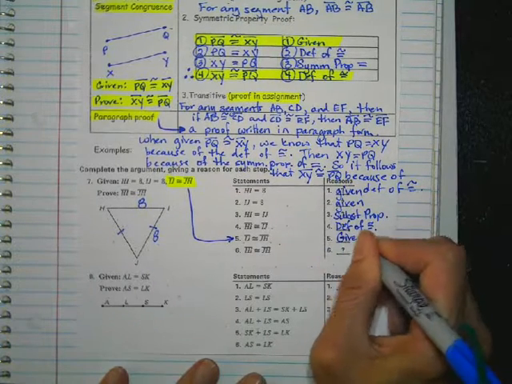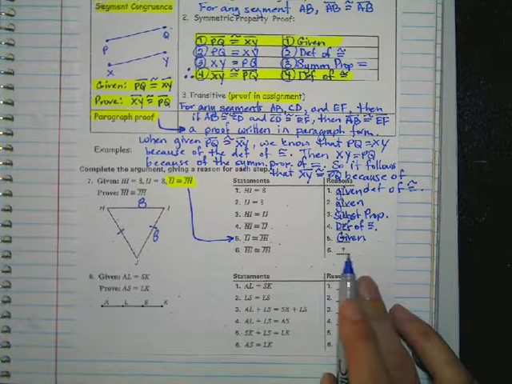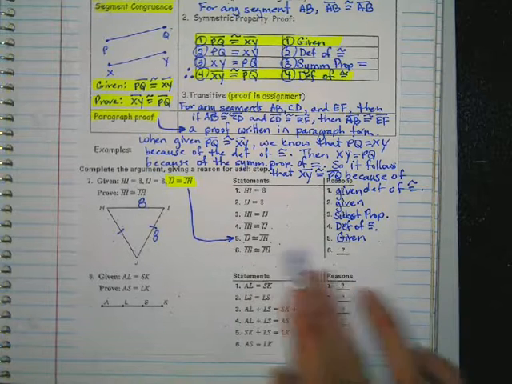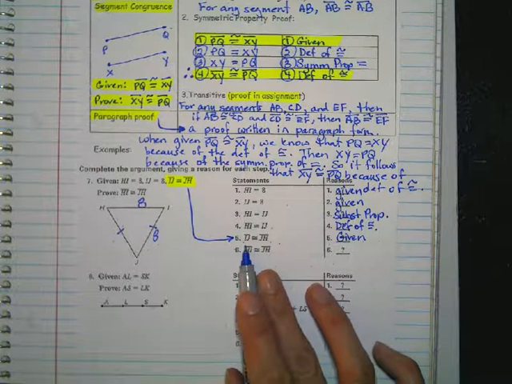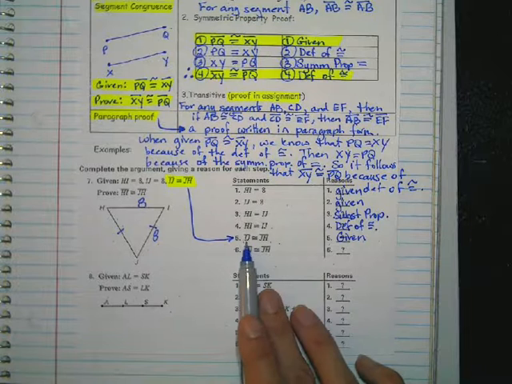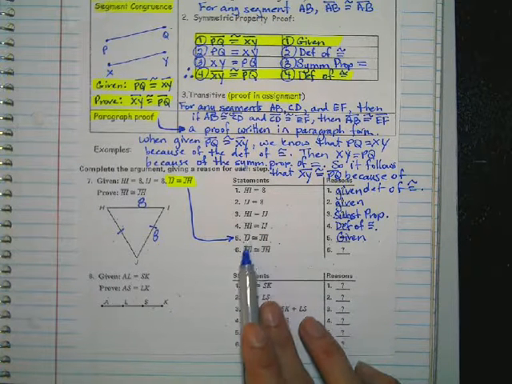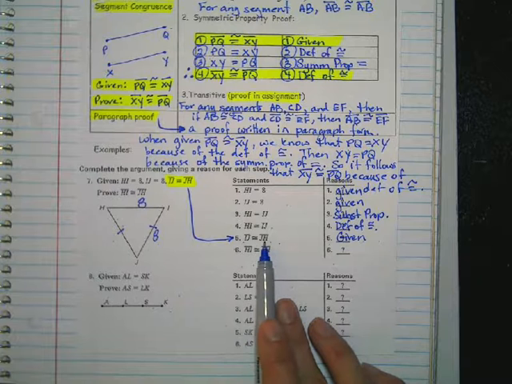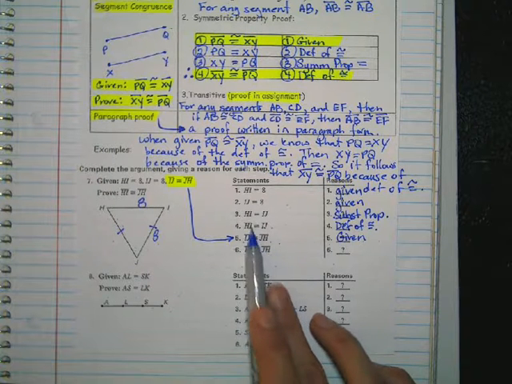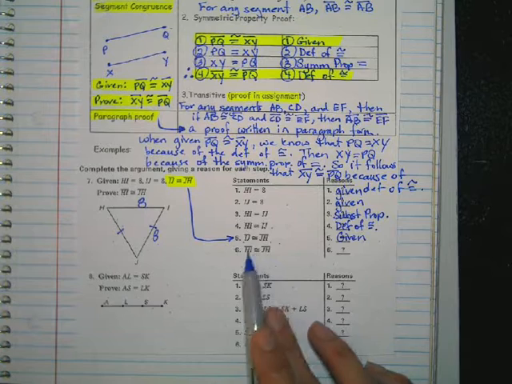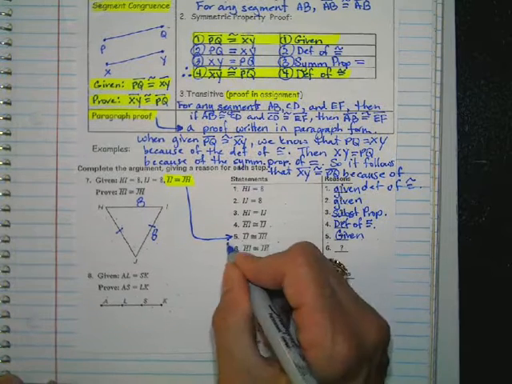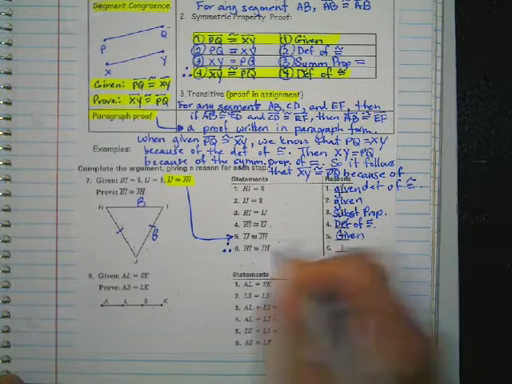Alright, and so I hope you can see where this is going. If HI is congruent to IJ and IJ is congruent to line segment JH, then by transitive, these two guys must be congruent, and that's what it says right here. So therefore, HI is congruent to JH by the transitive property. And there's how you go from point A to point B.